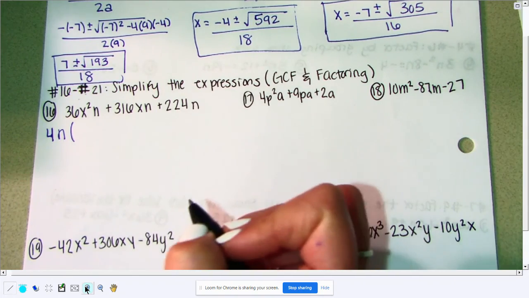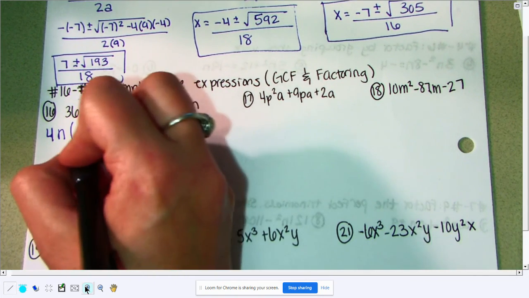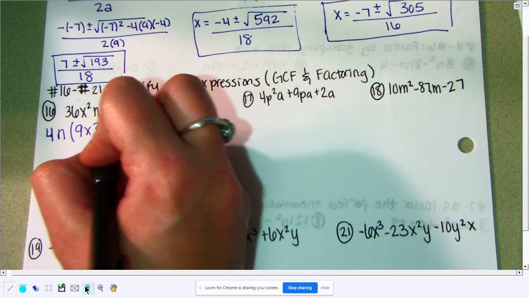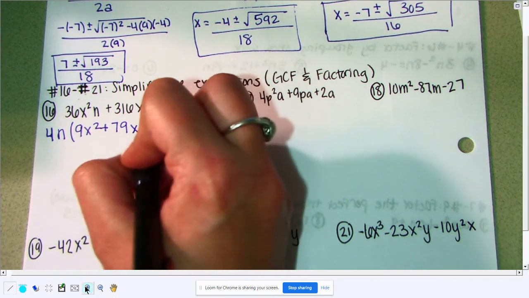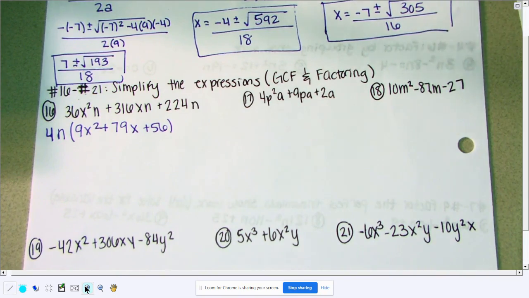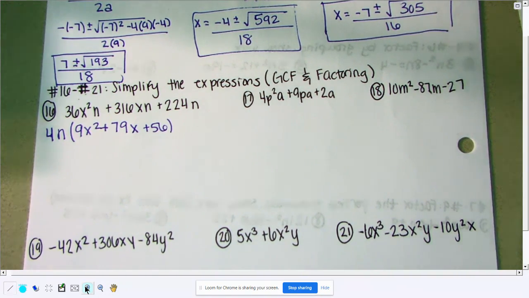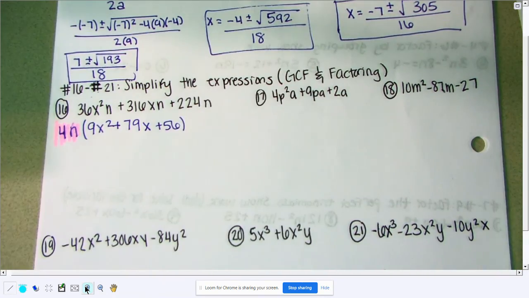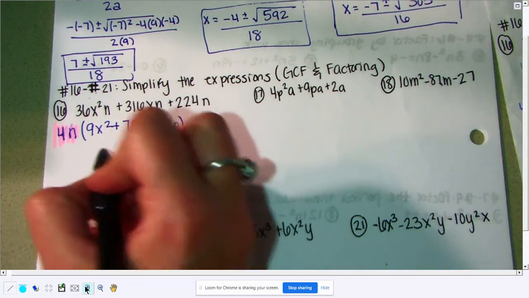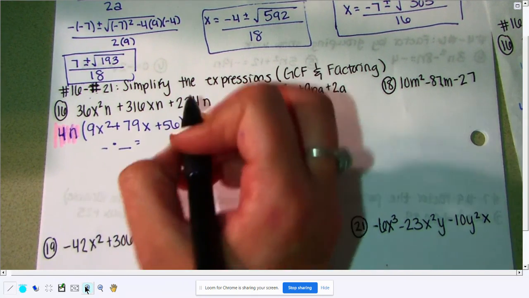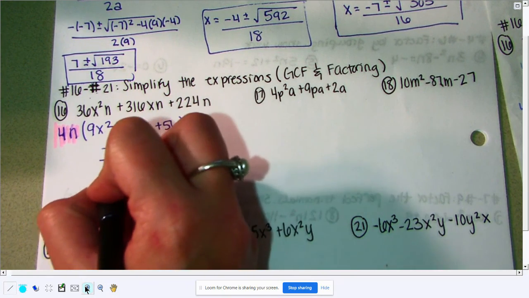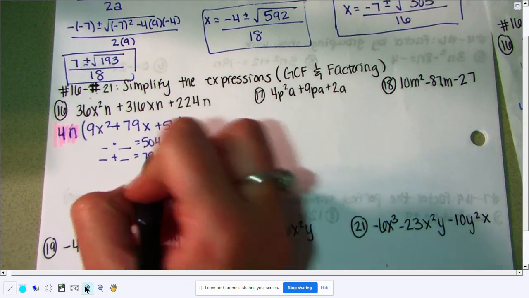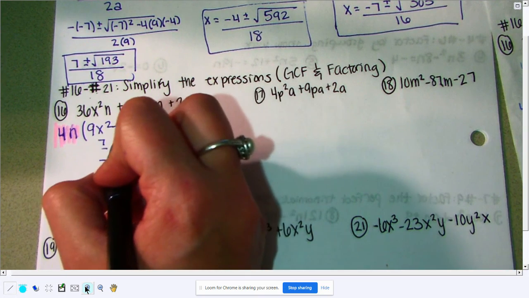So once we pull a 4 out, we're left with 36 divided by 4, which is 9x squared plus 79x plus 56. Now looking at this problem, I cannot pull anything else out of these. No other values go into those evenly, which means until the end, this is basically being ignored, okay? And we're just going to factor like we always have. I'm looking for 2 numbers that multiply to 9 times 56, which is 504. Same 2 numbers have to add to positive 79. Those factors are 7 and 72.